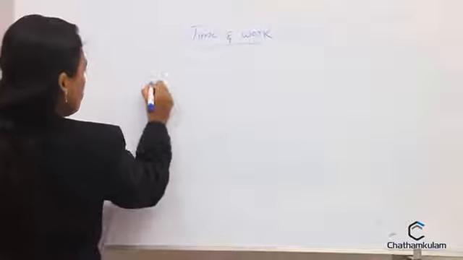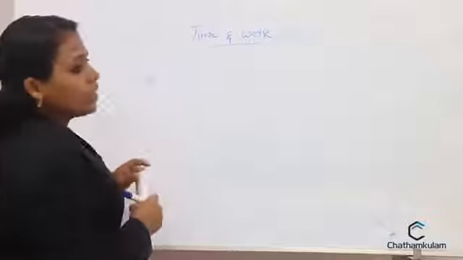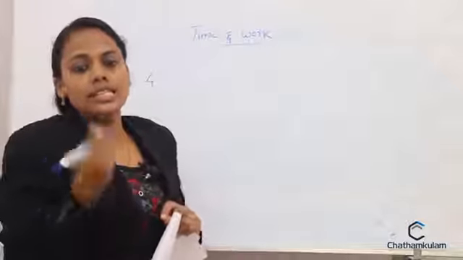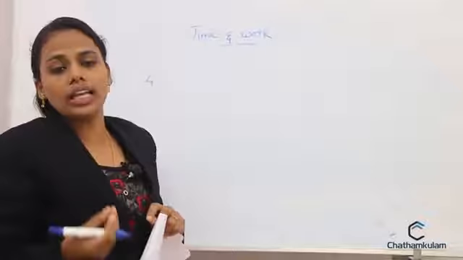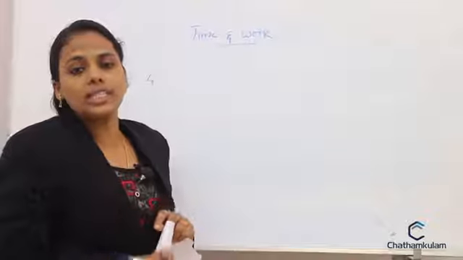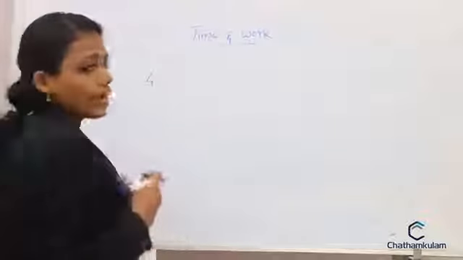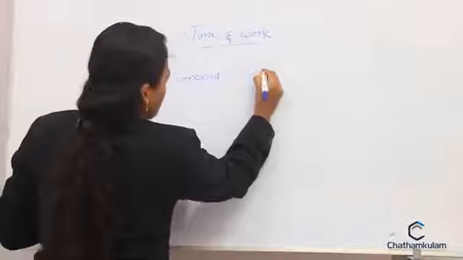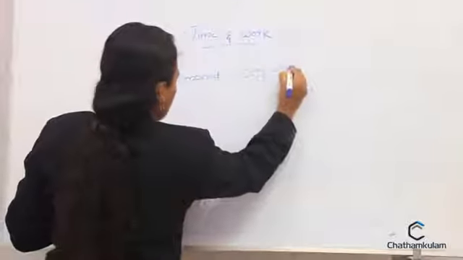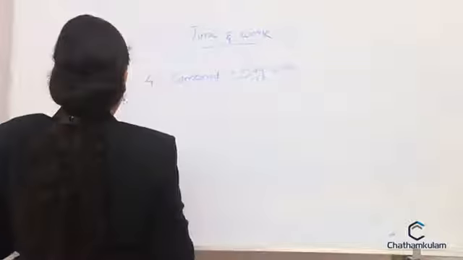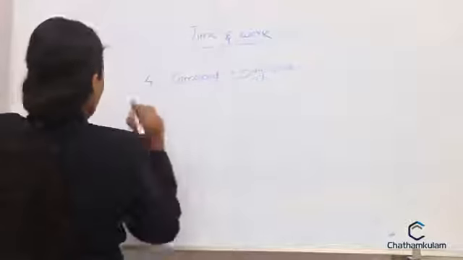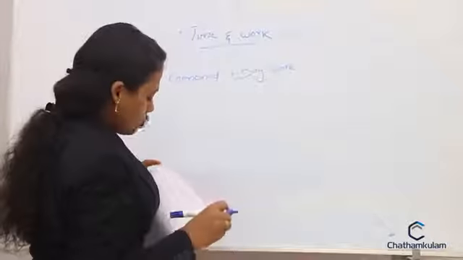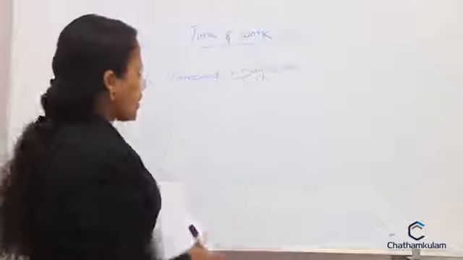So the fourth rule, combined 1 day's work. That means if one or more persons are doing the same work, how do we have to calculate? What are the rules for calculating combined 1 day's work? Here it is already mentioned that more than one person is working on the same job, and we need their combined 1 day's work.